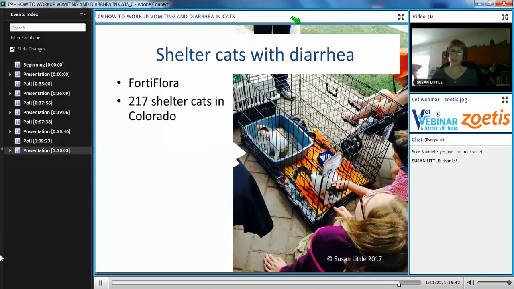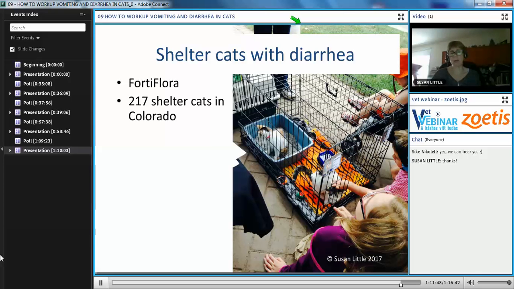In cats, there's only 2 studies that looked at probiotics, so we actually don't have a lot of data in cats. And I'll just quickly show you them. One was done with Fortiflora, the product that's made by Purina, done in Colorado in shelter cats, where they see a lot of diarrhea in shelters. These cats have diarrhea for a lot of different reasons: parasites, just stress, infectious diseases.